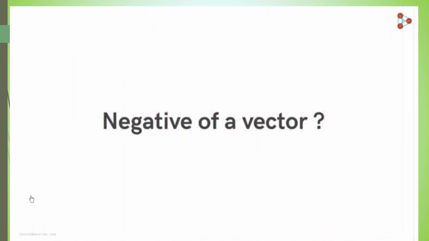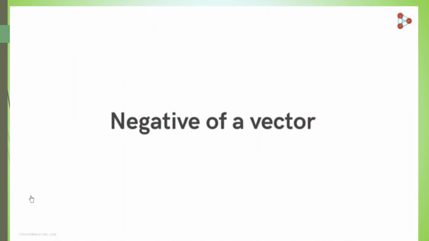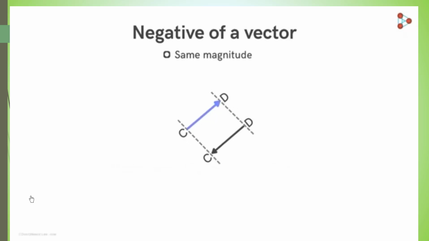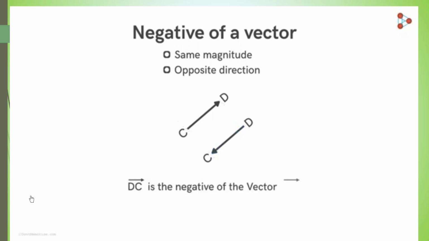We have already discussed what the negative of a vector is. The negative of a vector is a vector having the same magnitude but opposite direction. If we have vector CD, and we take another vector with the same magnitude but opposite direction, that will give us the negative of the vector. So DC is the negative of the vector CD. These two are negatives of each other.